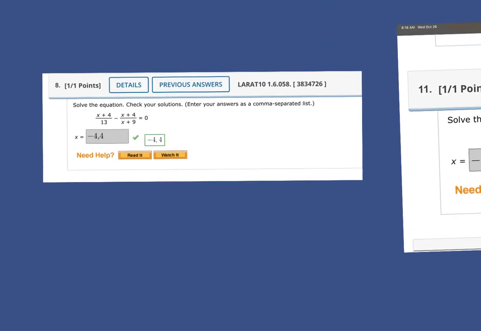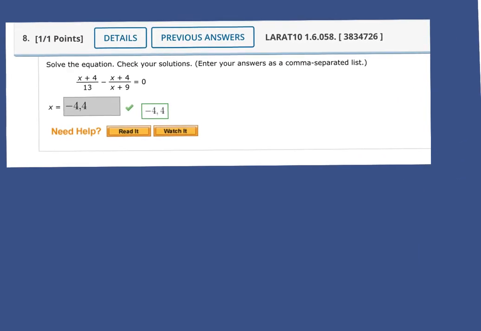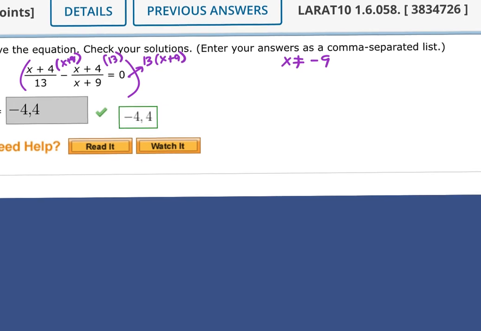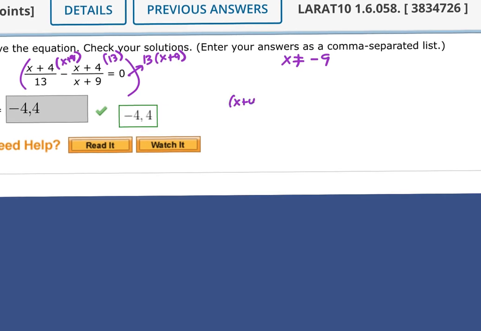All right, this is 8. So 8 said, solve the equation, check your answers. So my least common denominator here would be 13 and then x plus 9. X cannot equal negative 9. So I'm going to multiply this times x plus 9 because that's what's missing from the denominator, and this times 13. And the 0 would get both, but it's still 0, so it's going to cancel out. My numerator would be x plus 4 times x plus 9 on the left minus 13 times x plus 4 equals 0 times the whole denominator, which is just 0.